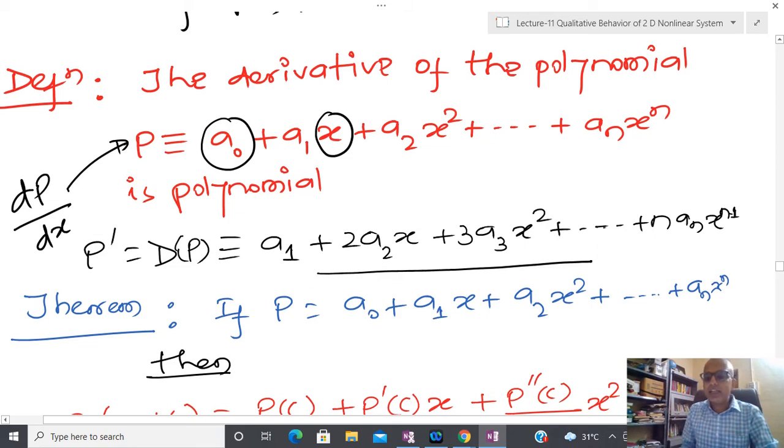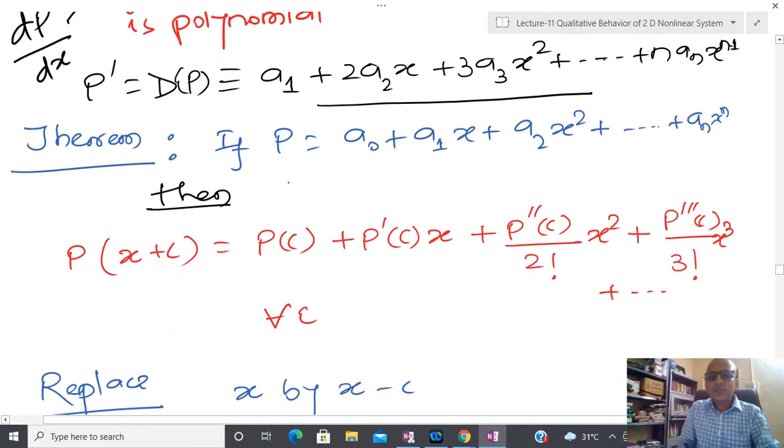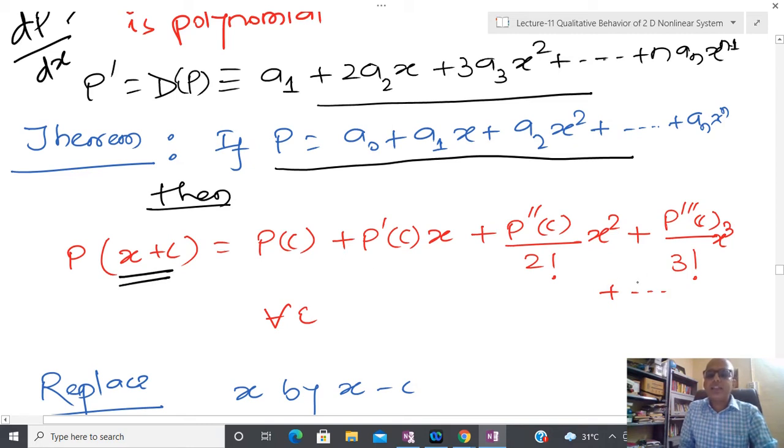After that, if I have some kind of polynomial like this and you shift that polynomial, then I will generate it like this. The proof of this you can do by induction also, but here I have just skipped the proof.